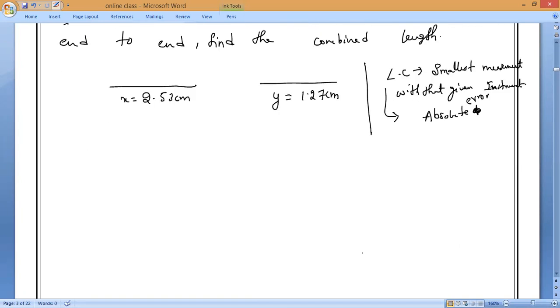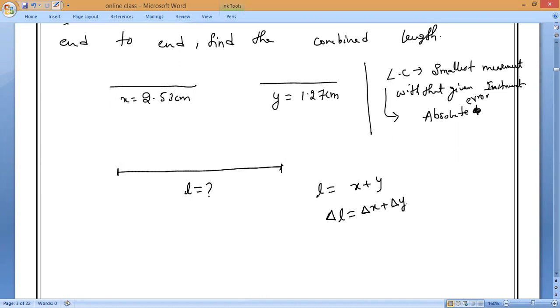Now, we have to find, if they combine, the maximum length which is attained. So they are asking us to find what is L. We all know L means X plus Y. Then delta L is equal to delta X plus delta Y. That is what we have to do.